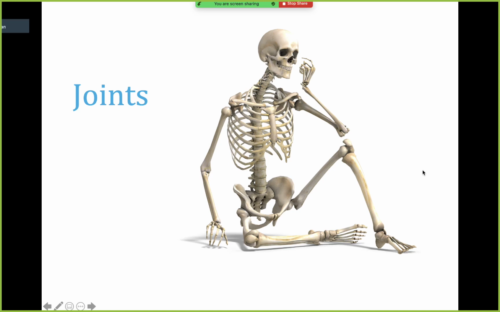Okay, welcome to the joints lecture. In this lecture, we're going to learn about how different bones articulate together to make certain joints. And really, we're going to talk about the classification of joints, meaning how they're functionally classified in terms of their movement and how they're structurally classified in terms of what composes that joint.